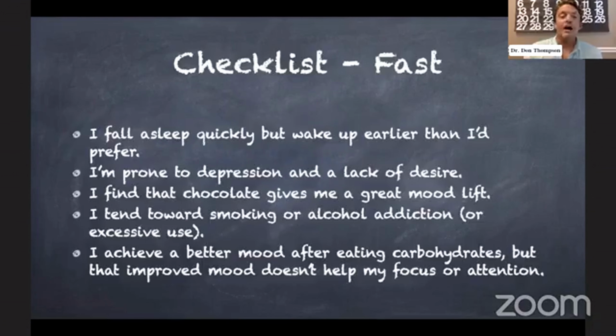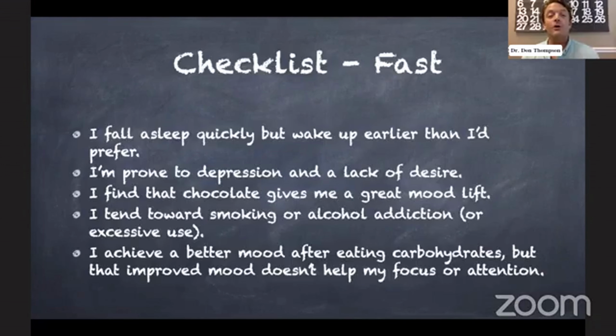Here's the checklist for the fast. I fall asleep quickly, but wake up earlier than I'd prefer. That is definitely me. I'm prone to depression and a lack of desire. I find that chocolate gives me a great mood lift. Yeah, well, I can't say it gives me a mood lift. Now, my wife loves chocolate.